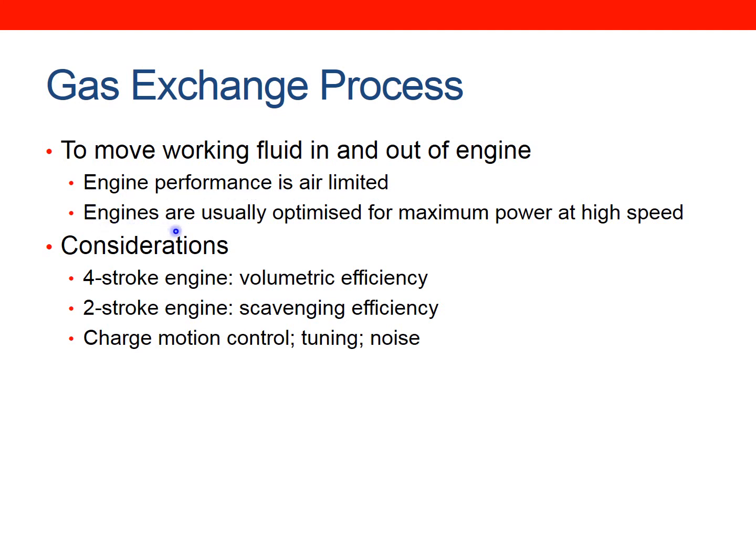And engines are usually optimized for maximum power at high speed, sort of cruising down the motorway. And there are a lot of things to consider depending on the type of operation. Four-stroke engine, primarily interested in volumetric efficiency, and we'll define that on the next slide. Two-stroke engine, scavenging efficiency is very important because you obviously need to exhaust your products and get your fresh charge into the cylinder, all in the same thing. And just in general, there are some considerations which I'm not going to cover in this lecture. The charge motion control, so what's the air doing in the cylinder, whether you've introduced tumble or swirl or squish or whatever. Tuning, how you tune the intake manifold and the exhaust manifold and all the runners to improve your volumetric efficiency, and also noise.